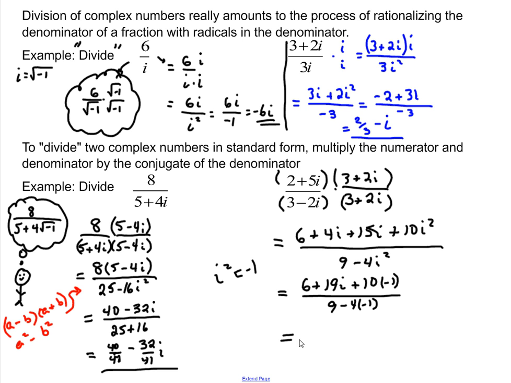We're going to get 6 minus 10, that's minus 4, plus 19i in the numerator. And in the denominator, 9 minus negative 4 is 9 plus 4, that is 13. And so our resulting expression will look like this in standard form: negative 4 thirteenths plus 19 thirteenths i. All right, here you go.